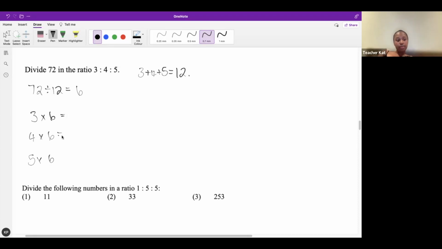So the first one will then get 18. My second one will get 24, and my last one will get 30. If you are not sure about your calculation, you just add them all back up, and you have to get 72. If you do not get 72, then you did something wrong in your calculation.